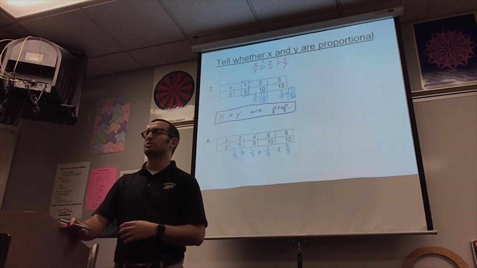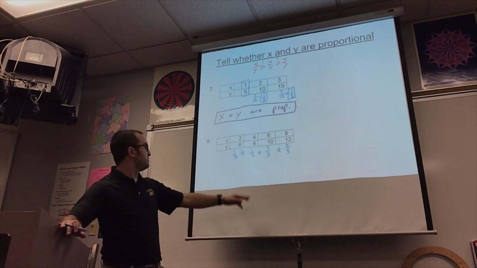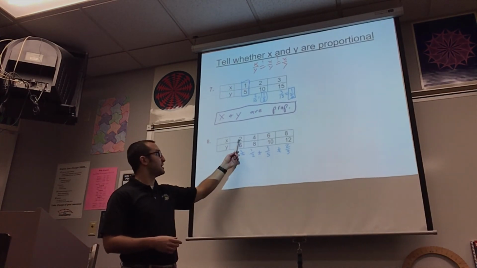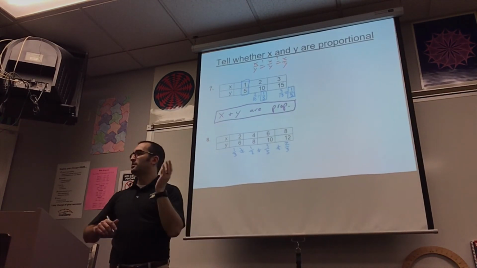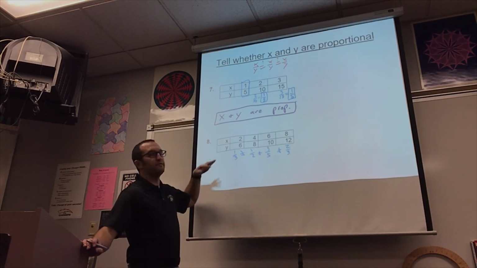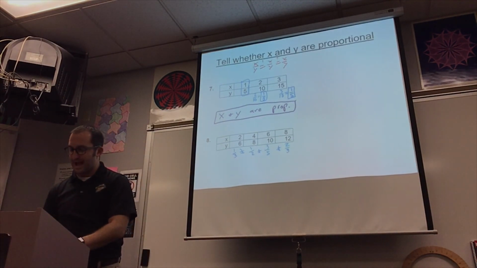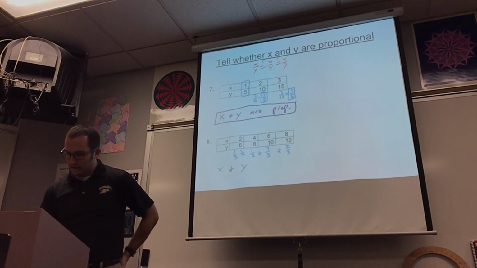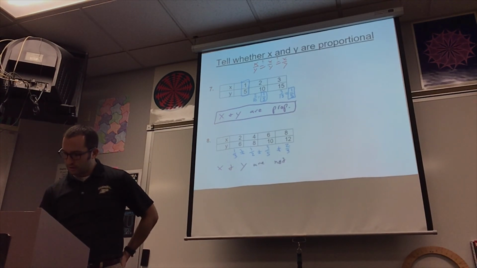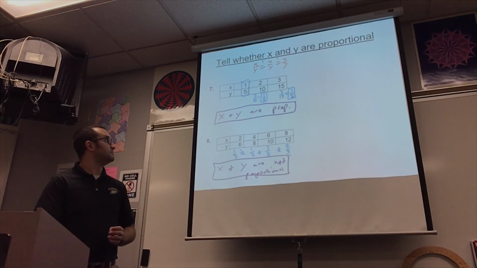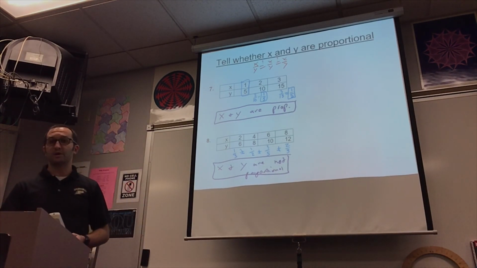Later on, we're going to be doing what's called slope, which is comparing these. I'm going to let you know right now, these do have the same slope, but let's not focus on that for now. We're focusing on the relationship of x to y because we're being asked if x and y are proportional. Here, x and y are not proportional. Okay? Questions on that?